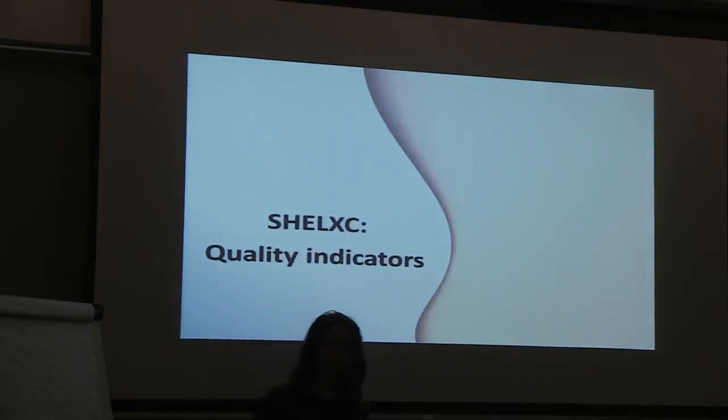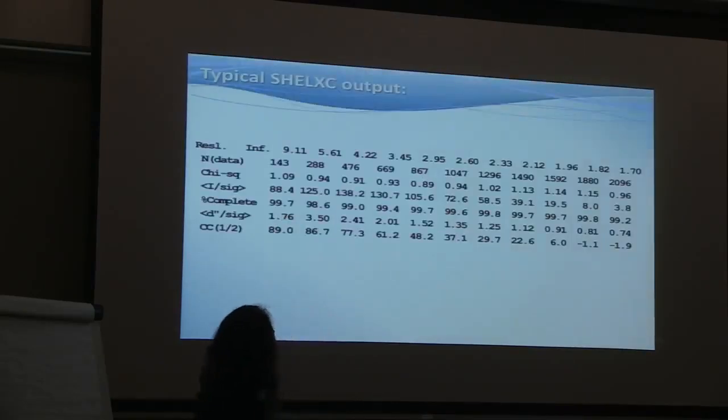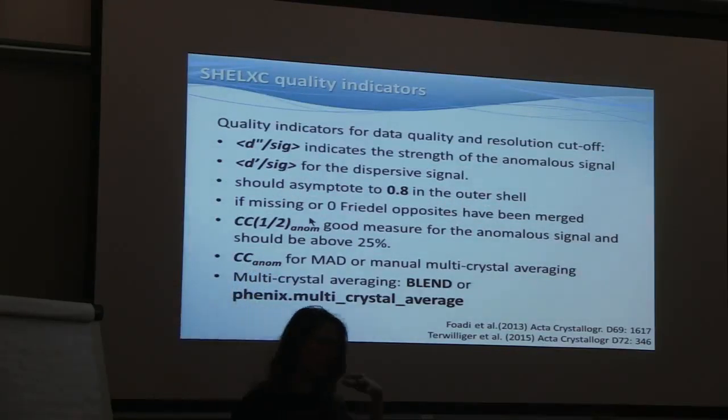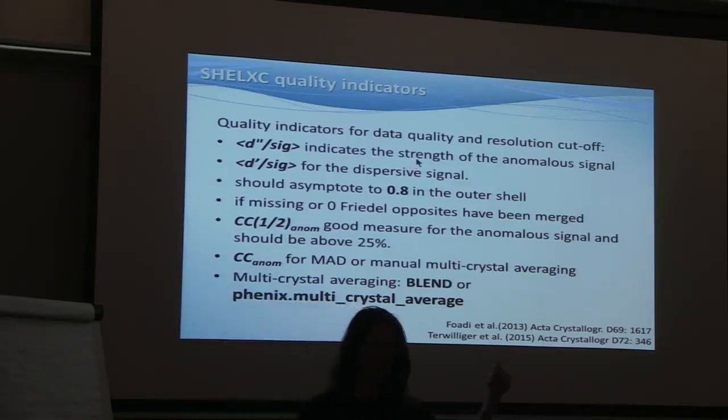So at this moment, you should have measured your experimental data set, you've processed and scaled it. So you already have some idea of the data quality from your scaling statistics. Typical output has quality indicators, and you need to use them not to decide on how well your scaling worked, you should have done that before, but merely to decide, are your data going to be good enough for the experimental phasing you want to do? And if so, where are you going to cut the resolution for the substructure search?